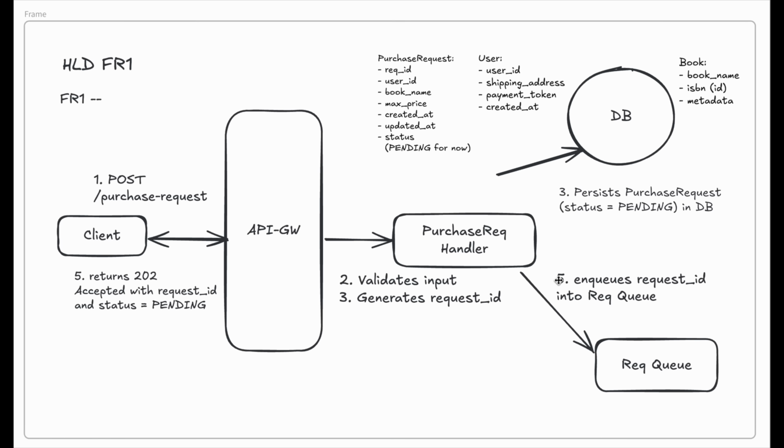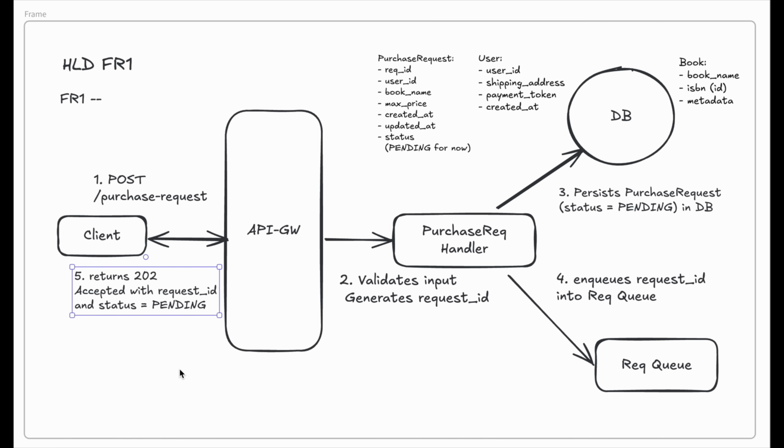For example, it can be Kafka, SQS, PubSub. This can be discussed later. Step 5. The system returns a 202 accepted response with the request ID to the user. The actual resolution, like the seller find out and purchase, happens asynchronously. That will be covered in the next functional requirements.